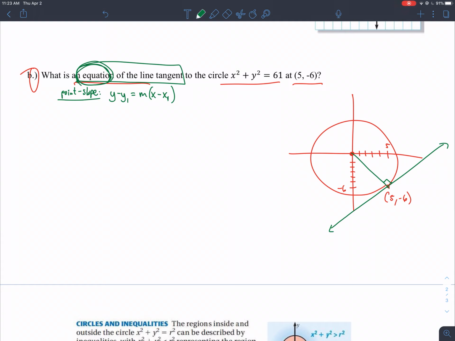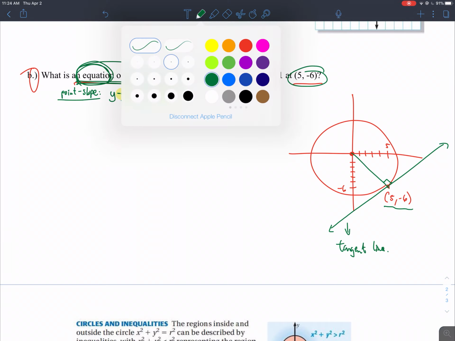Okay, and then if I just need a point and a slope of the line that I'm trying to find the equation of, that's all I need. So I have a point on the line. This is the tangent line. I just drew it there. The tangent line touches the circle here, so that is the point. So I have taken care of this information, my y1 and my x1. The missing thing for me to write an equation of a line is the slope. So let's find the slope.